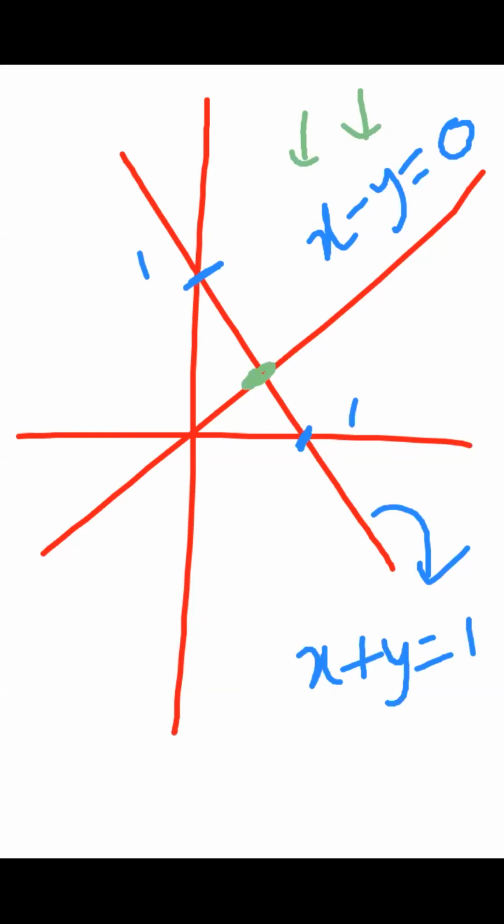How many values will satisfy this equation? X minus y is equal to 0 and x plus y is equal to 1. Only one point will satisfy this, that is 0.5 and 0.5, because 0.5 plus 0.5 is 1 and the difference is 0. No other value will satisfy these two equations. It has a unique solution. What is that solution? 0.5, 0.5.